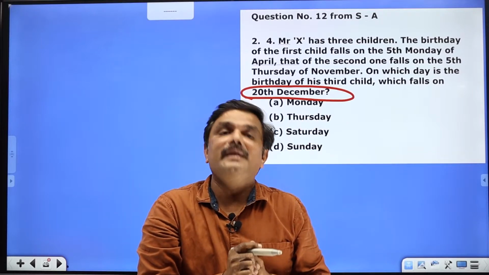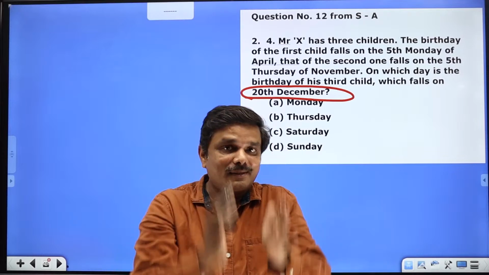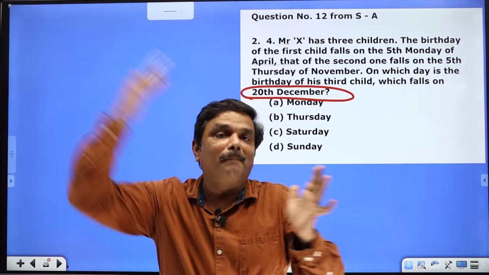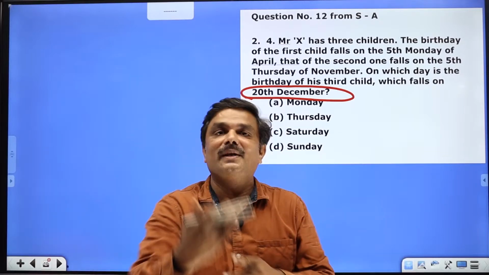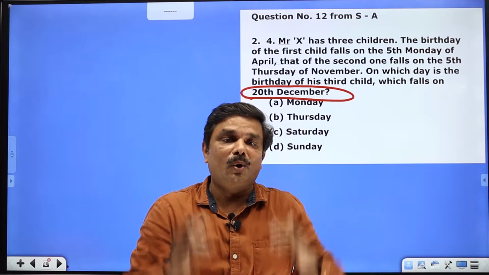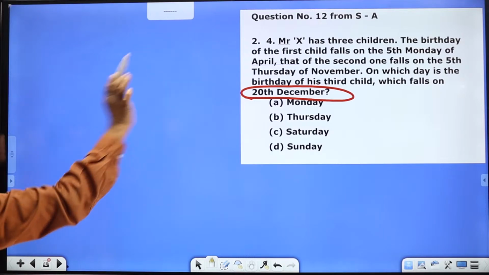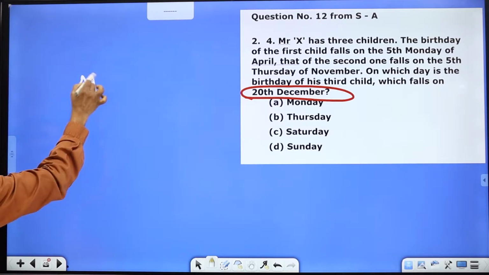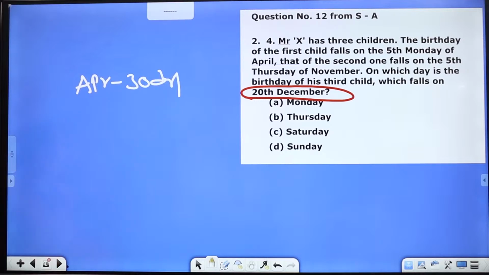With the odd days method, you can do it very easily. Odd days means extra days over and above a complete week. In the calendars chapter, I have explained it very clearly. Many questions can be solved with the odd days method. How is that? Now, April, any year you take, leap year or non-leap year, April month is having 30 days. You know that one, right?